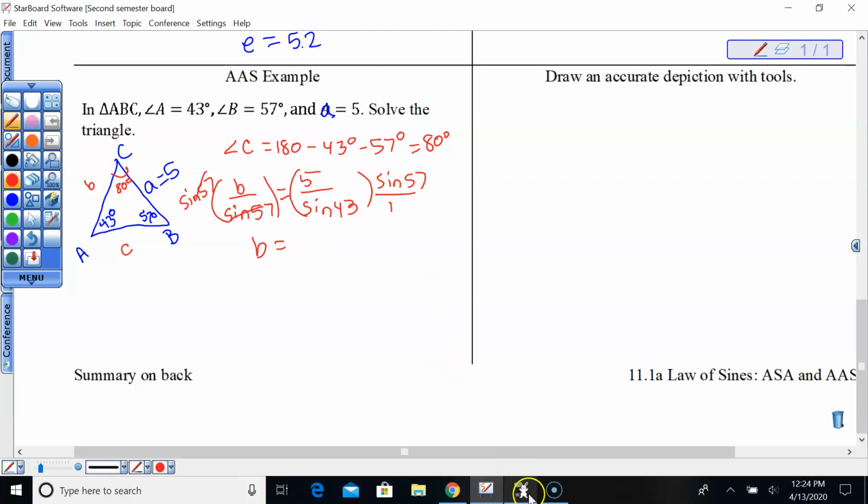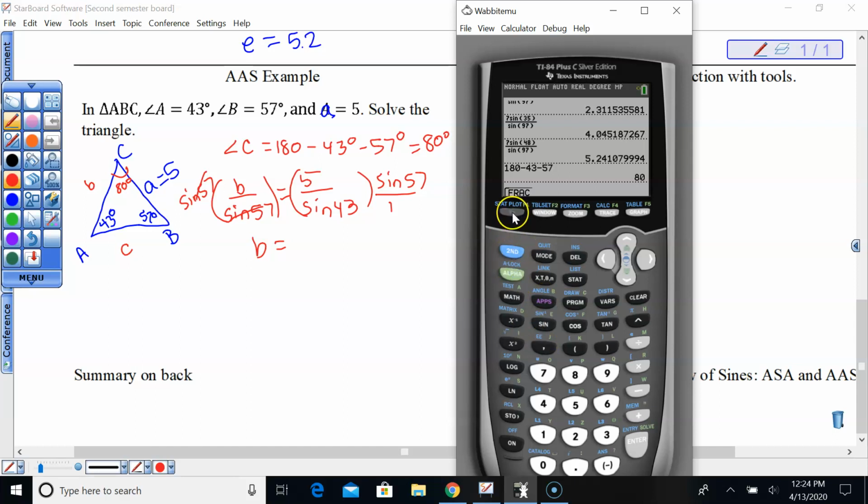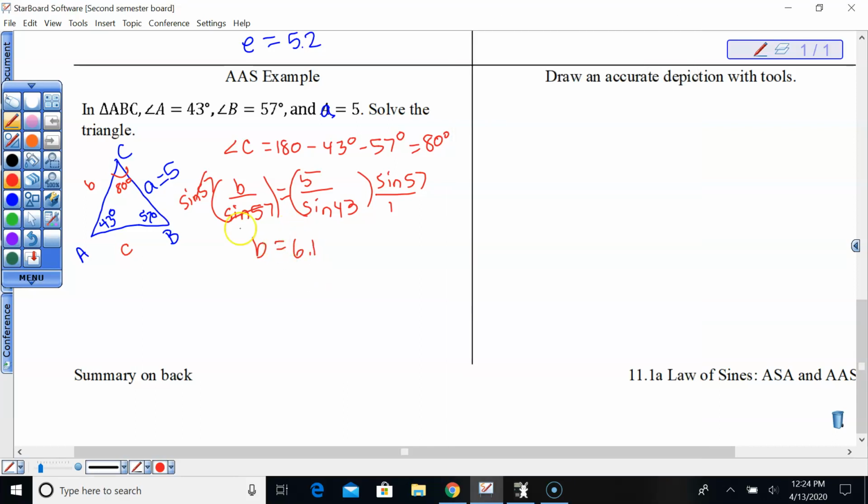So I'm going to get my calculator here, and alpha y equals, get a fraction. We're going to do 5 sine 57 over sine 43. Double check that I wrote that down exactly right. Okay, so we get 6.14, so we'll just say approximately 6.1. So that would be that value there, and we're just finishing up this triangle.